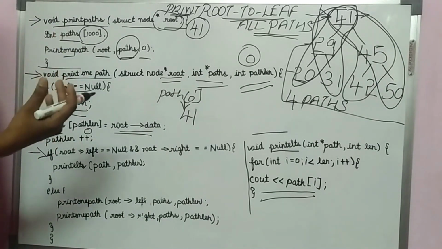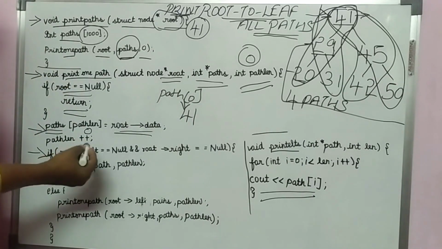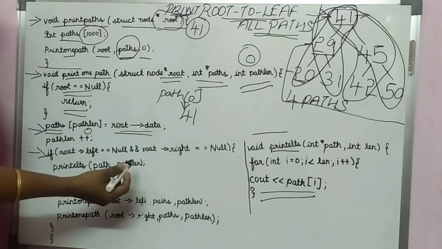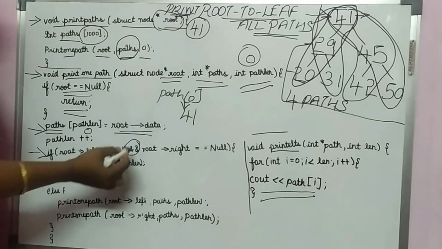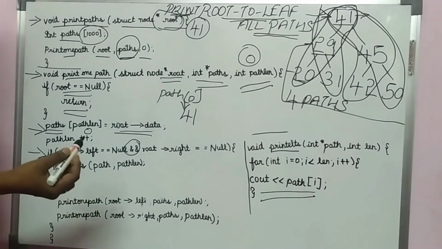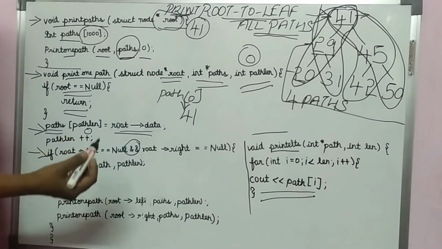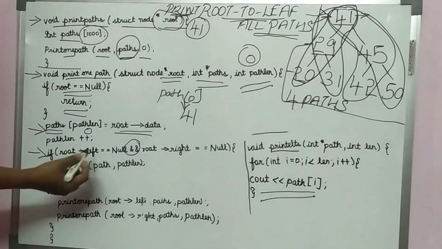And when it does, it denotes that it reaches the leaf node when your left is equal to null as well as the right should be null. That's why the AND condition is given. If both the left and right pointers of a particular node are null, it tells us that it reaches the leaf node. So that's why this condition is being given.